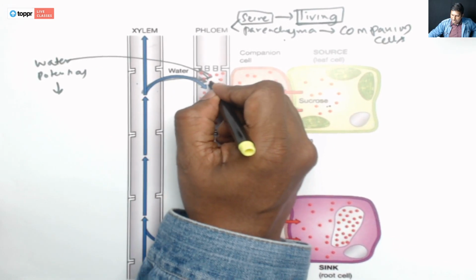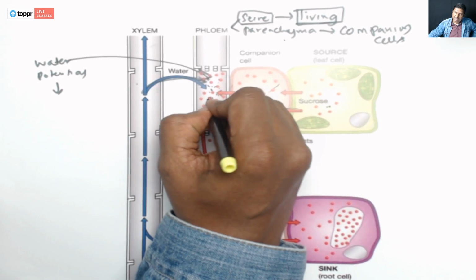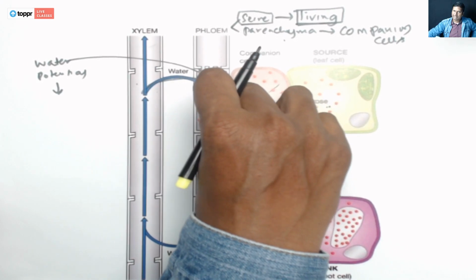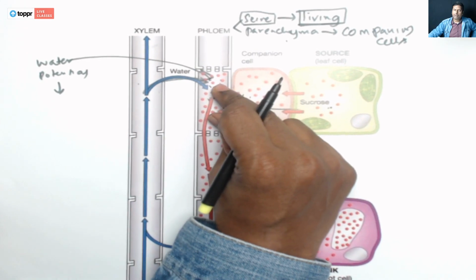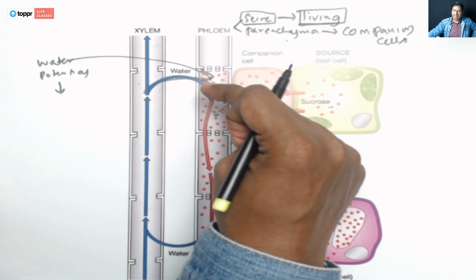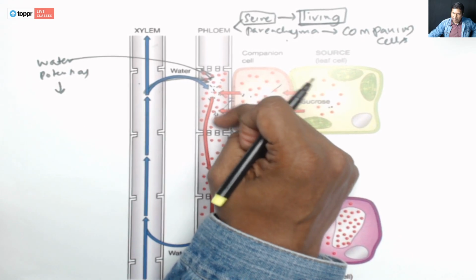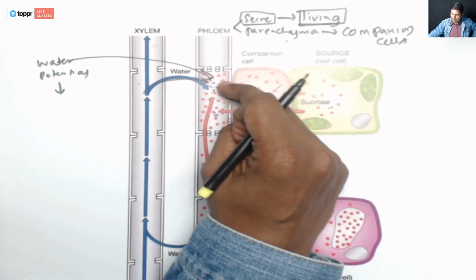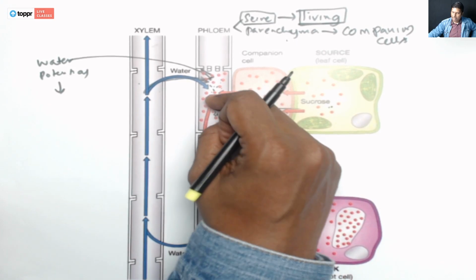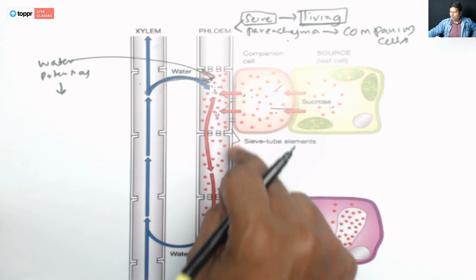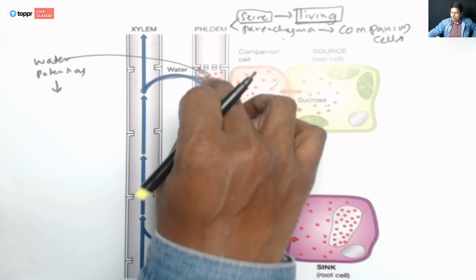Now because of this, the hydrostatic pressure here will increase. Because of this pressure, the entire phloem sap, that is the phloem mixture, the liquid plus water plus sucrose, will start to move because of the hydrostatic pressure generated there. You don't have such pressures here, so they start moving.